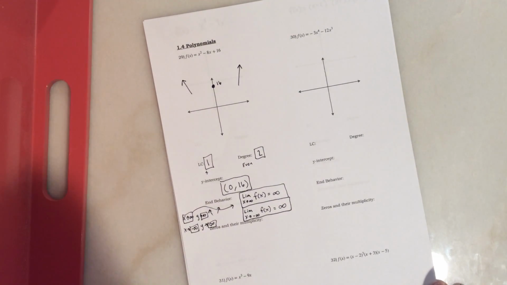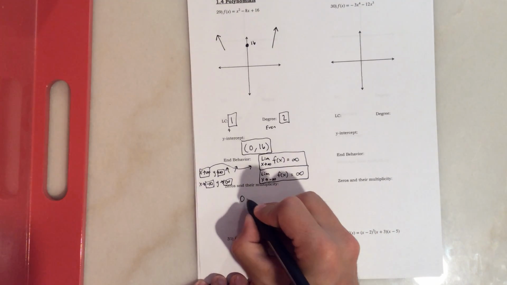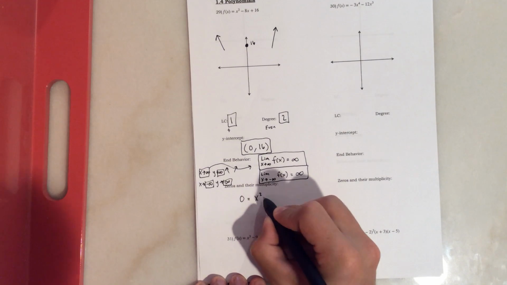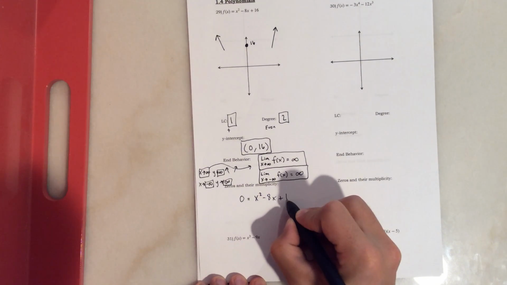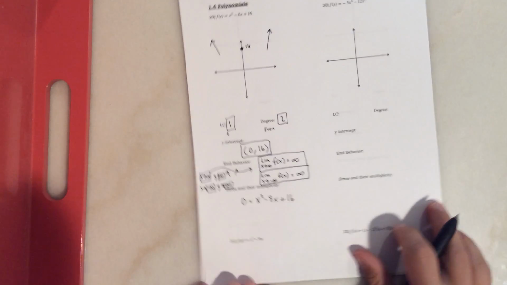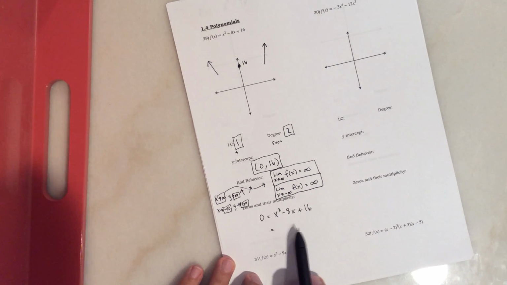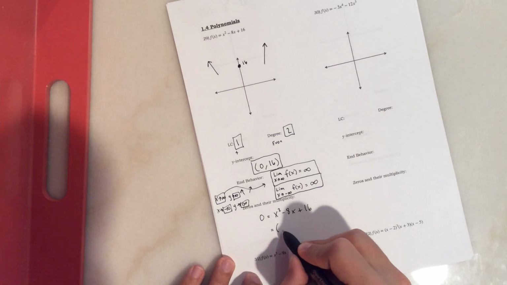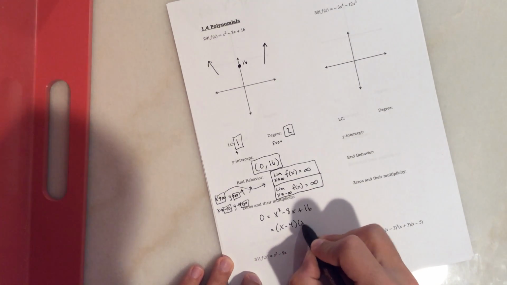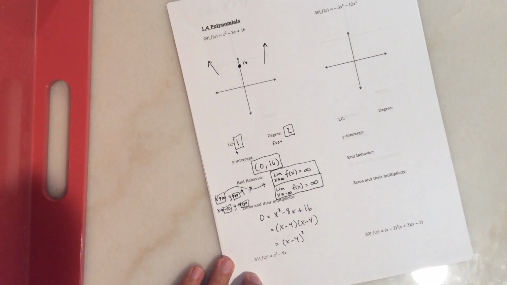The last thing, what are the zeros and their multiplicity? Remember, this is always the hardest one. This is the one where you have to set the function equal to 0 and solve for x, usually by factoring. Now, luckily for us, this is a quadratic, and this quadratic will factor nicely. Remember, when you factor quadratics, what multiplies to the last number adds to the middle number if the leading coefficient is 1, and it is. So this is going to be x minus 4 times x minus 4, or we would write (x minus 4) squared.